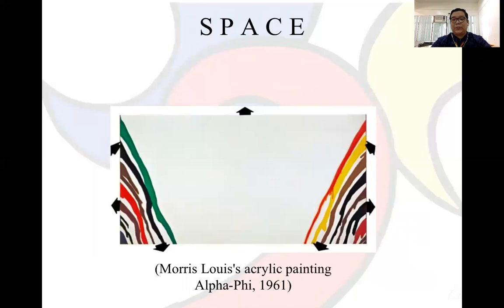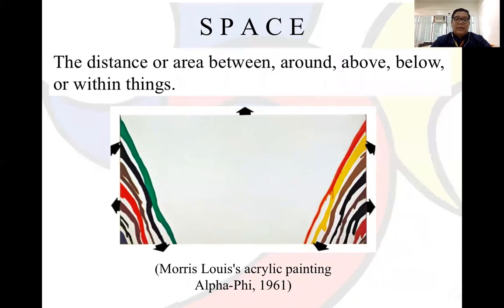Another thing that we also need to consider when we talk about elements of visual art, or elements of art in general, is space: the proximity or the distance of different elements found in the masterpiece. If you could see in this acrylic painting, we could already identify that space is utilized by showing that there are two sides, okay? And then there is this vastness of space in the middle, which suggests a strong meaning. It is the distance or area between, around, above, below, or within things, or the elements in an art.